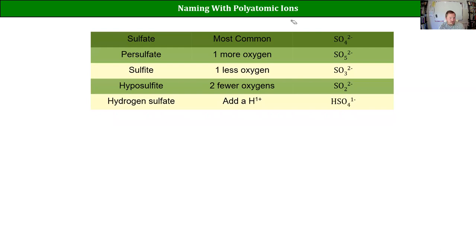Right. So here's just a table of those common names. Persulfate would be sulfate with one extra oxygen. Sulfite would be missing one oxygen compared to the ate. Hyposulfite would be missing two oxygens compared to the ate. If you have something that says hydrogen sulfate, that just means you have an extra hydrogen attached, generally a hydrogen with a positive charge, so your overall charge differs by one.